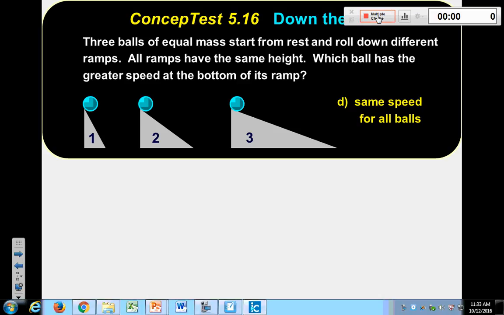Three balls of equal mass start from rest and roll down different ramps. All have the same height. Which has more speed at the bottom of the ramp? Let 1, 2, 3 be A, B, C, or is it D, which is the same? I want to know which has the greater speed at the bottom of the ramp. We're assuming frictionless.